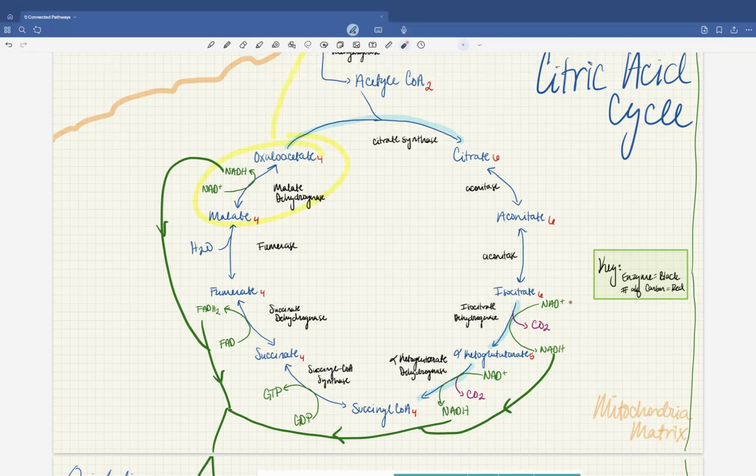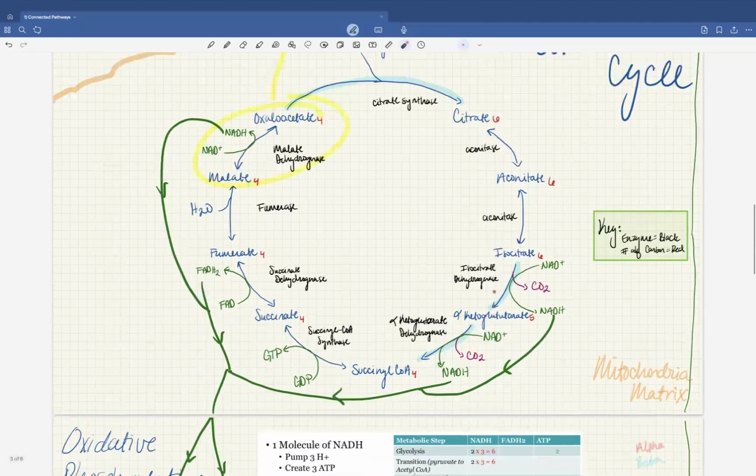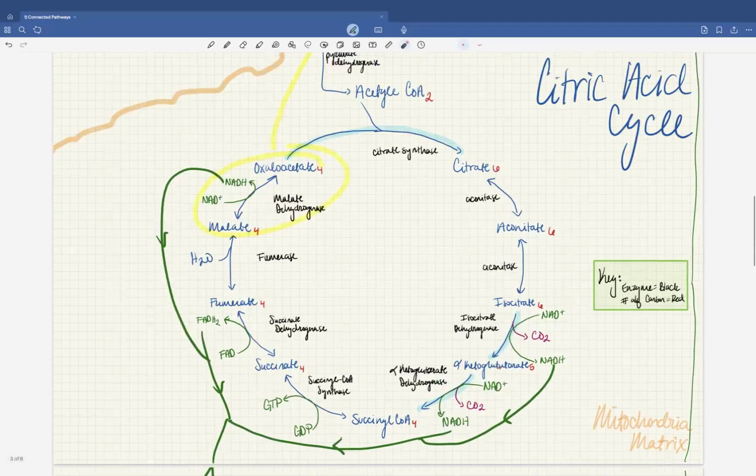This step also creates NADH from an NAD plus molecule. And then from alpha-ketoglutarate, we will convert using the alpha-ketoglutarate dehydrogenase enzyme into succinyl-CoA. And just like this irreversible step, we'll release a carbon dioxide molecule and convert from a 5-carbon molecule to a 4-carbon molecule. And then we'll remain a 4-carbon molecule all the way back until this step when we create citrate again.